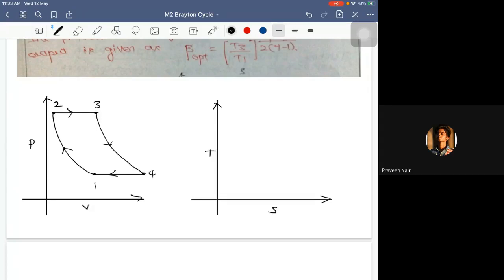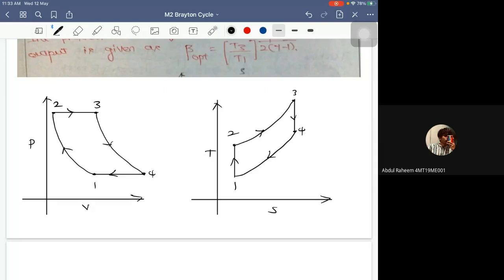The same thing in the TS diagram. Isentropic compression, so entropy remains constant, going from there like this. Then you are coming back like this. So it is 1 here, 2 here, 3 here, and 4 here. So these are the PV and the TS diagrams for the Brayton cycle.